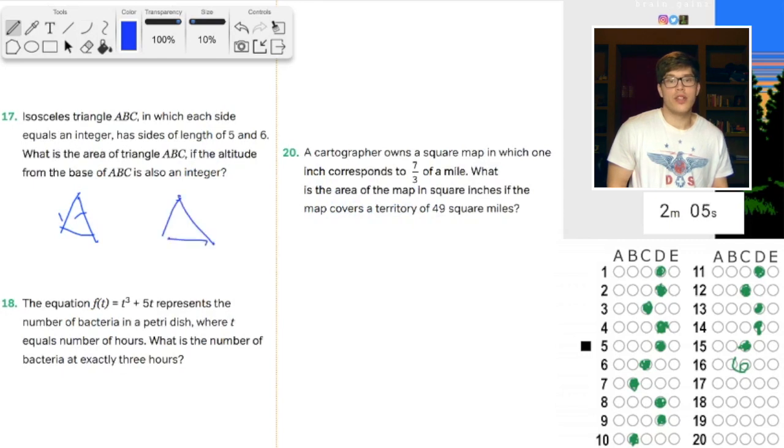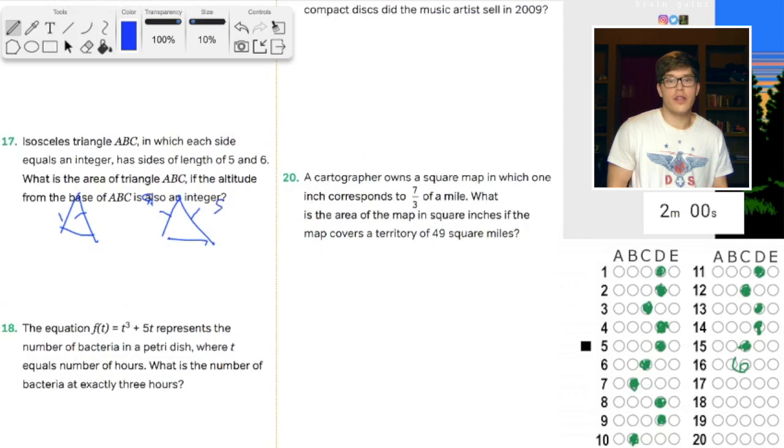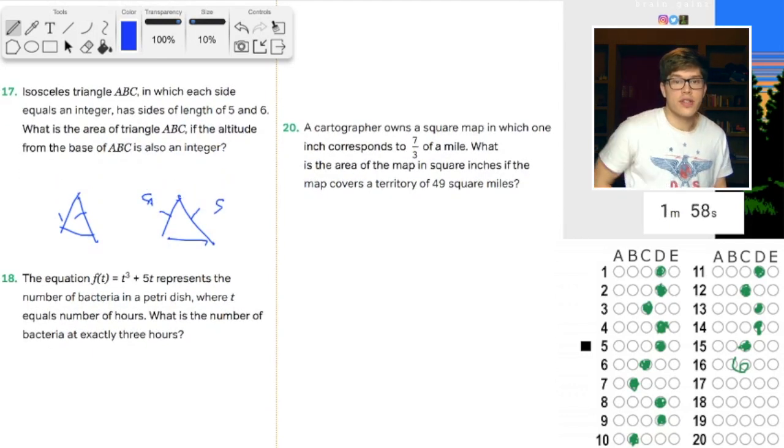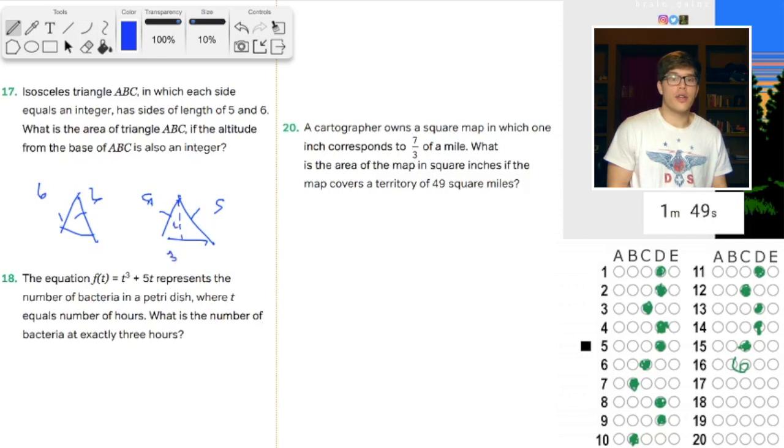My drawing's getting really sloppy. We don't know if it's 5 on these or 6 for the identical sides. We just know everything is an integer. Okay, well, think. It's our 3, 4, 5 triangle. So 5 are going to be the isosceles. So what's the area? What is the area of triangle ABC? Well, it's 6 times 4 divided by 2 is 12. So this value is 12.